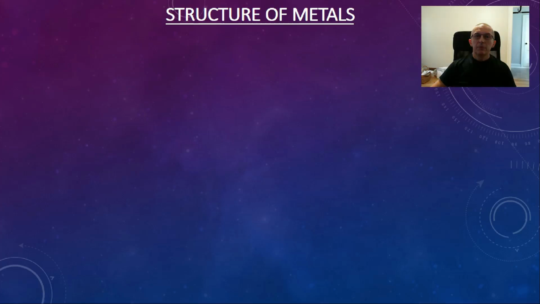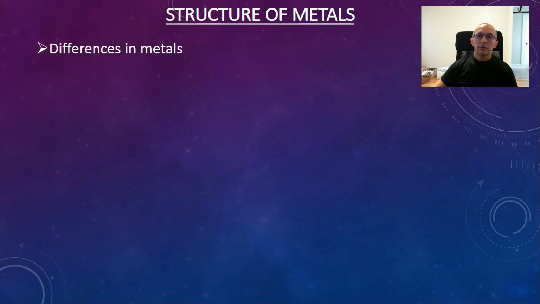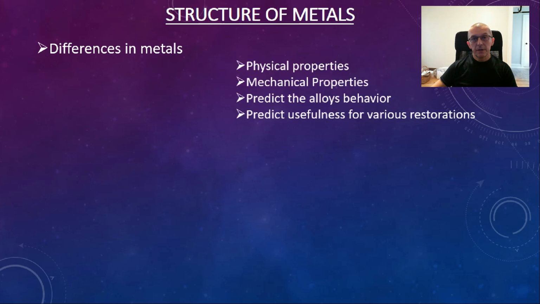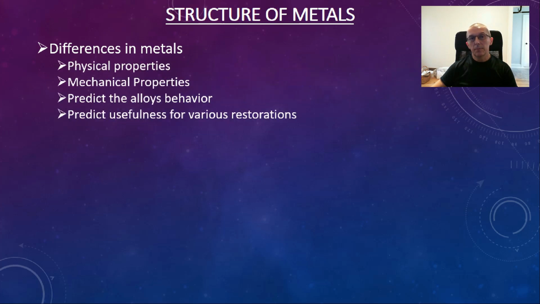Okay, let's continue from where we left off last class. Structure of metals. How do we know which metal is which? Well, we know that by observing its physical and mechanical properties.